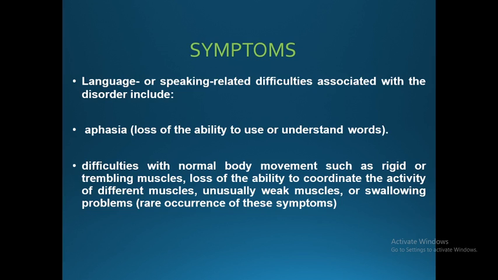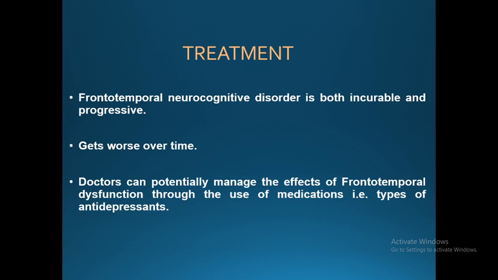Loss of ability to coordinate the activity of different muscles, like very small things, the fine motor skills. Then unusually weak muscles or swallowing problems. Treatment: frontotemporal neurocognitive disorder is both incurable and progressive, getting worse over time. So the treatments are to manage the effects of this dysfunction through the use of medication like antidepressants.